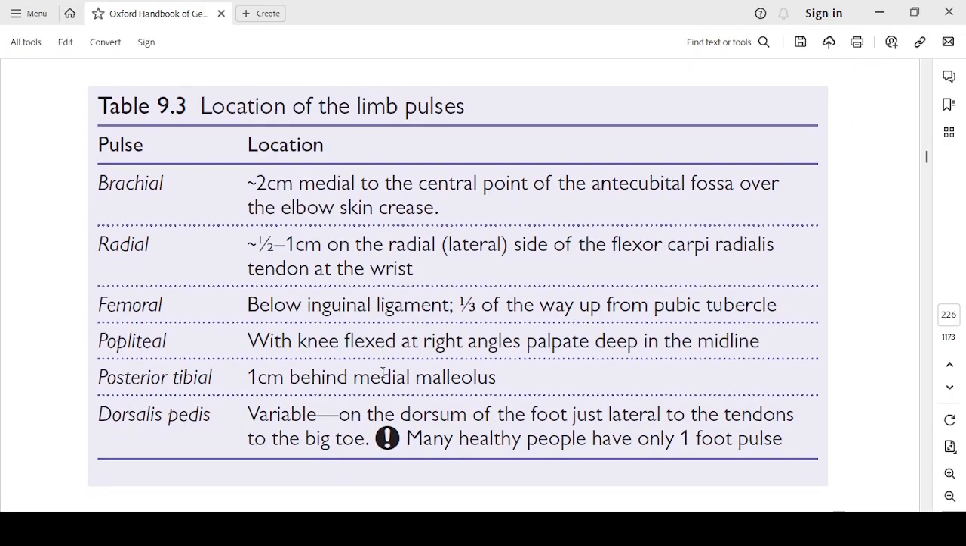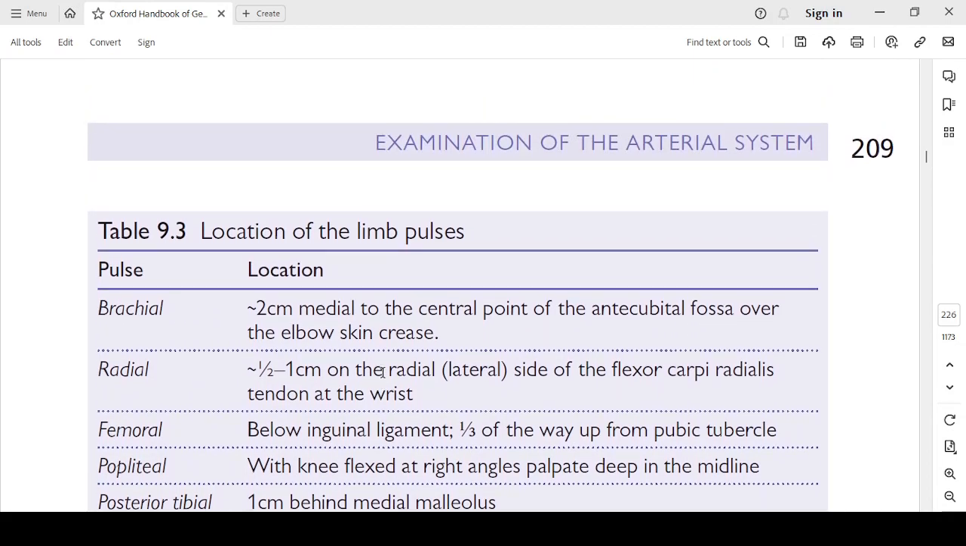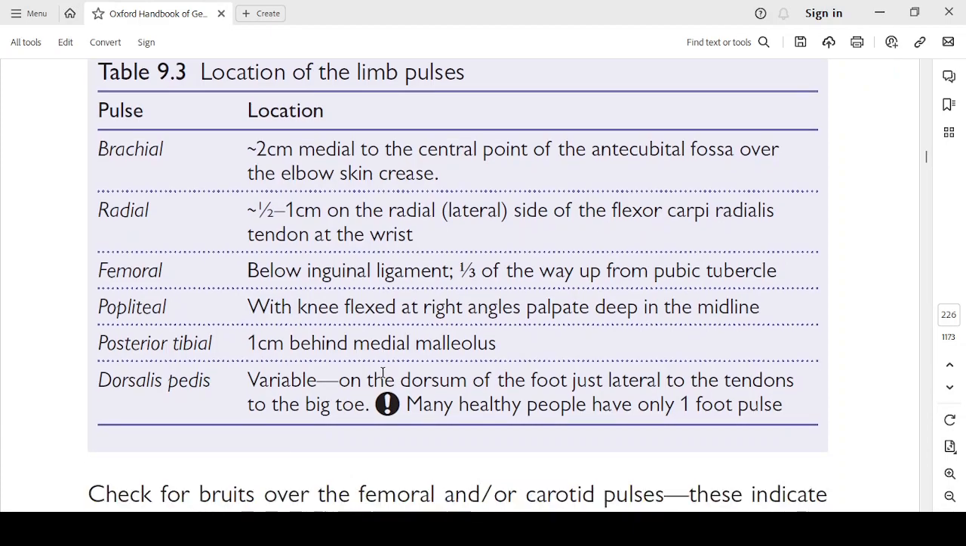So this is the table for location of the limb pulses. Brachial pulse: location of palpation is 2 centimeters medial to the central point of the anterior cubital fossa over the elbow skin crease. Radial: 1 centimeter on the radial lateral side of the flexor carpi radialis tendon at the wrist. Femoral pulse: below the inguinal ligament, one third of the way from the pubic tubercle.